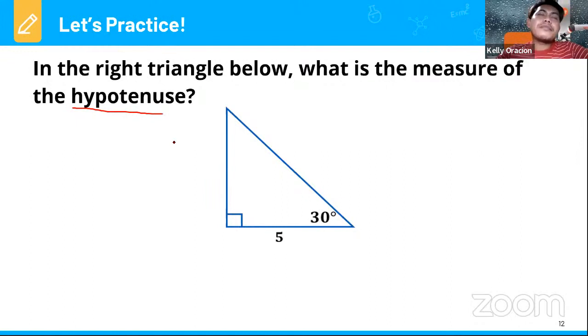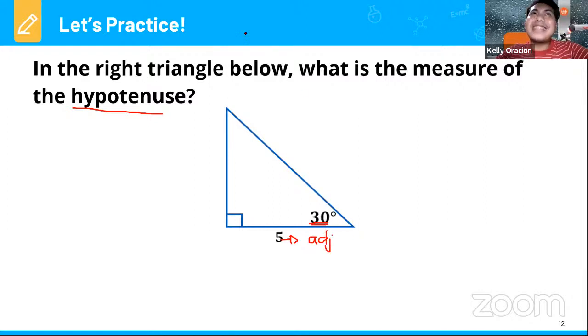Now, let me ask you this. The given angle is 30 degrees. What do you call this 5? What side is this 5? Itong 5 na yan, what do you call that side? Okay, again sa 6 trigonometric ratios kayo mag-base. That is the, very good, the adjacent side.